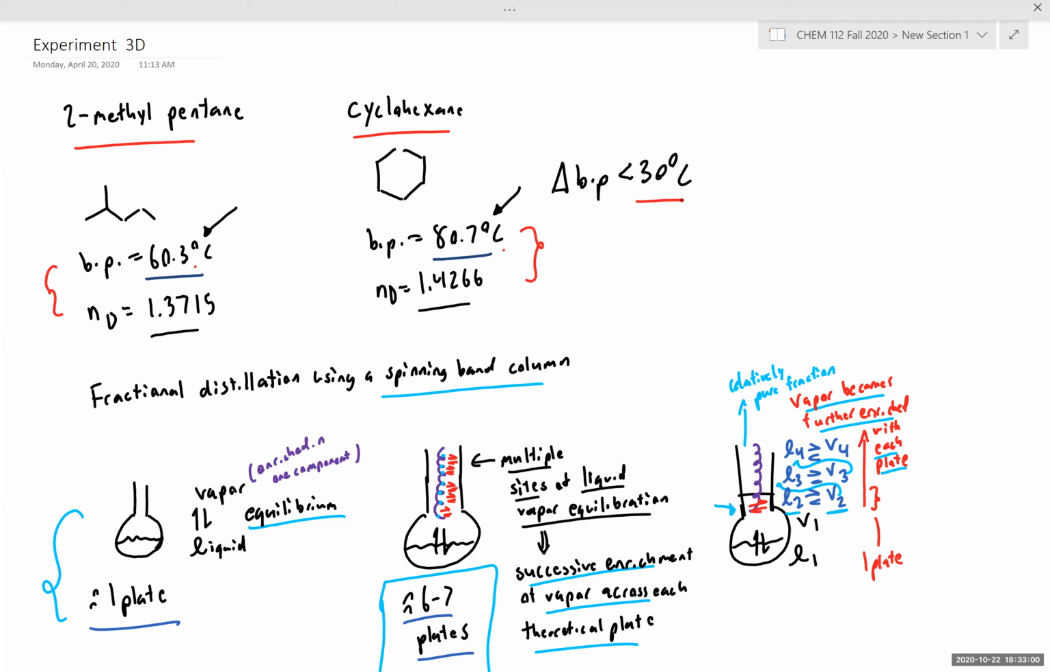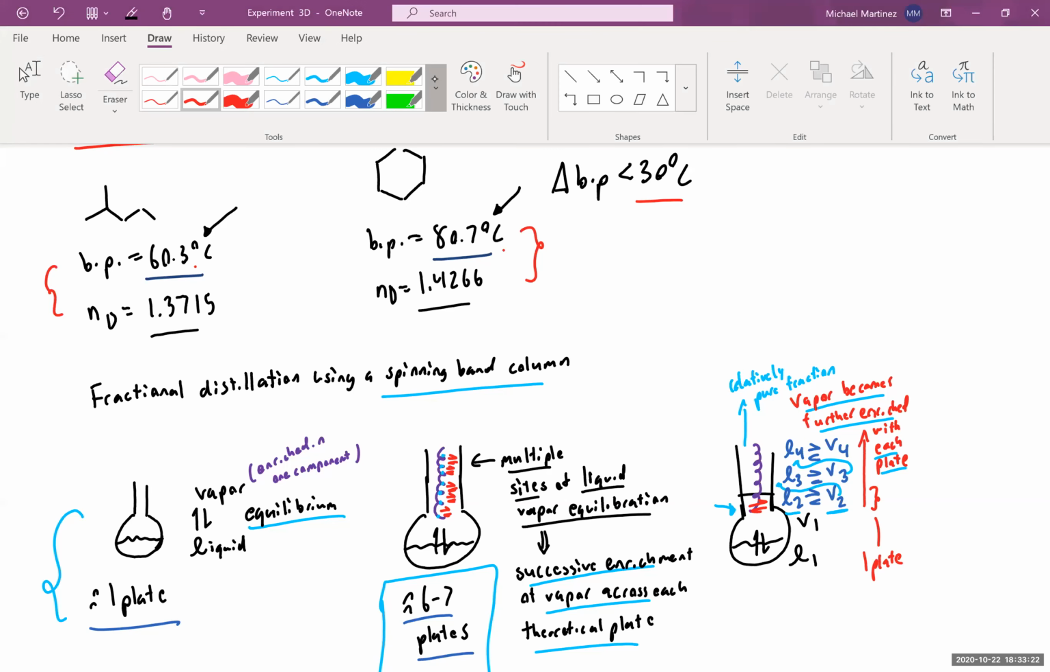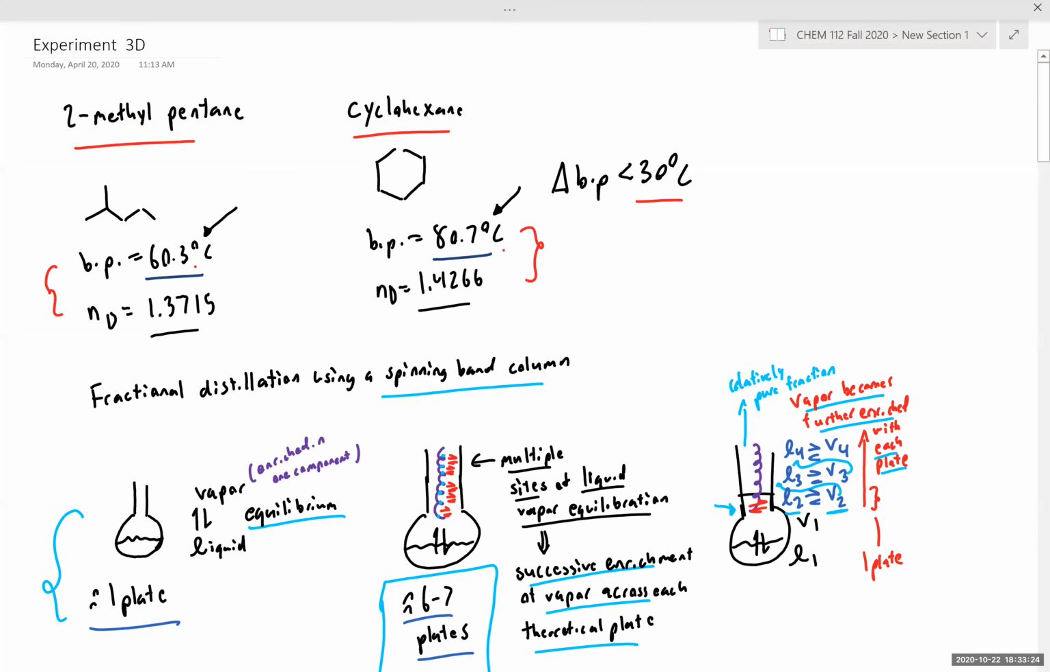A simple distillation would likely not be able to efficiently separate our 2-methylpentane from our cyclohexane and collect initial fractions with a relatively high purity. So in order to separate these two compounds, which have a relatively small difference in boiling point, we're going to utilize fractional distillation.